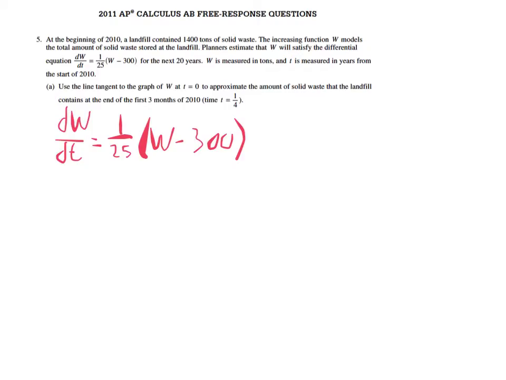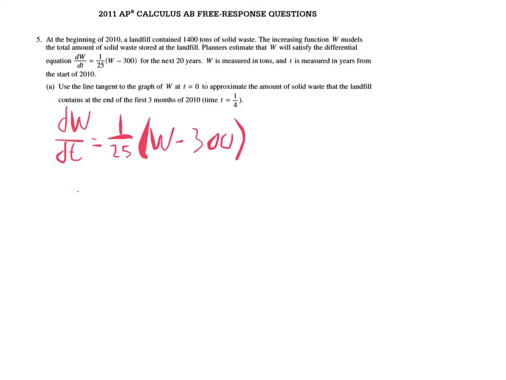And we're asked to find this tangent line when t is equal to 1/4, but there is no t in this equation. That's what we're trying to approximate. We need to start with the tangent line at t equals 0, but still, there's no t. So we have to use the W at that time. And at the beginning, the landfill contained 1,400 tons of solid waste. So that's what we're going to plug in for W and then find the slope at that point.